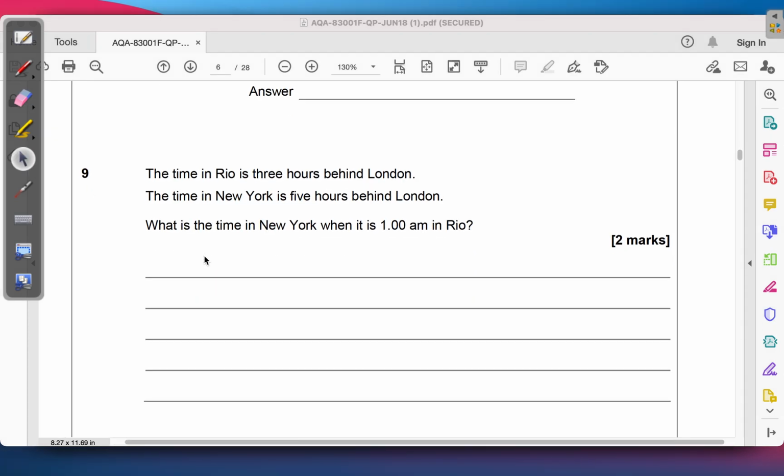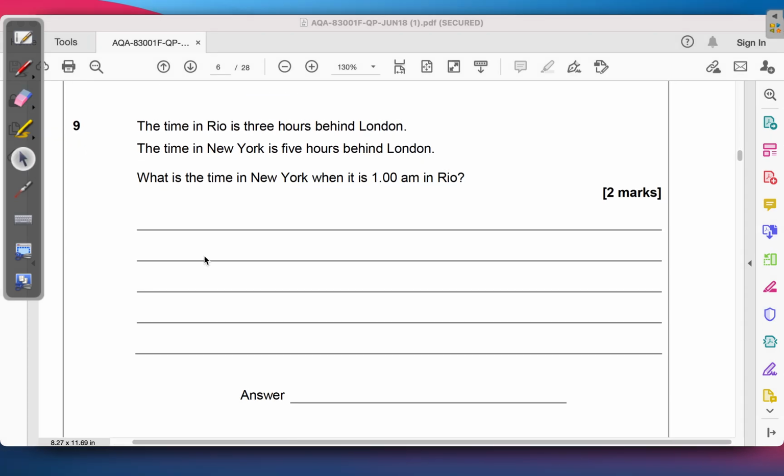So the next one. The time in Rio is 3 hours behind London. The time in New York is 5 hours behind London. What is the time in New York when it is 1 a.m. in Rio? The best way to do these questions is to write down the information, just to help get it straight in your head. So Rio, it's 1 a.m.